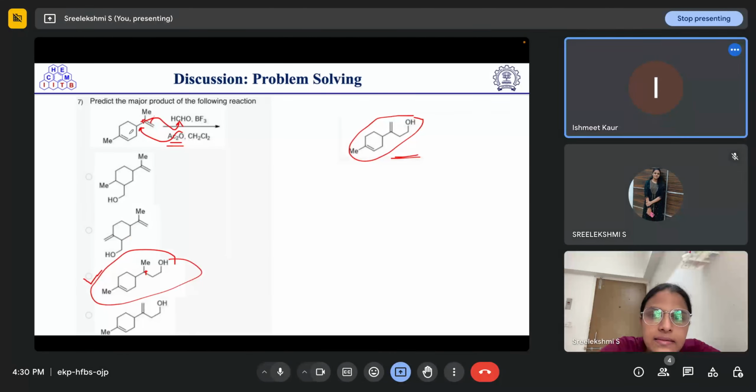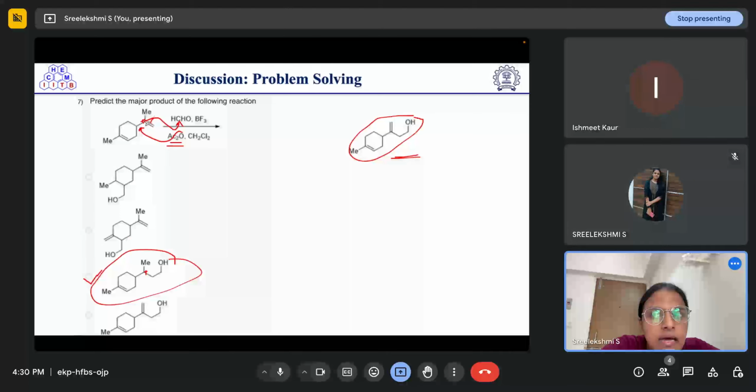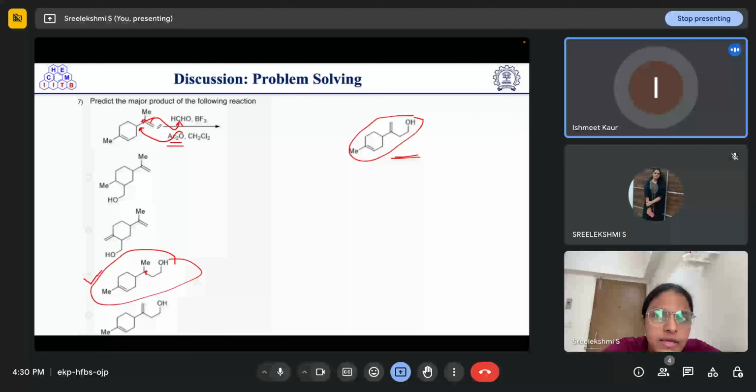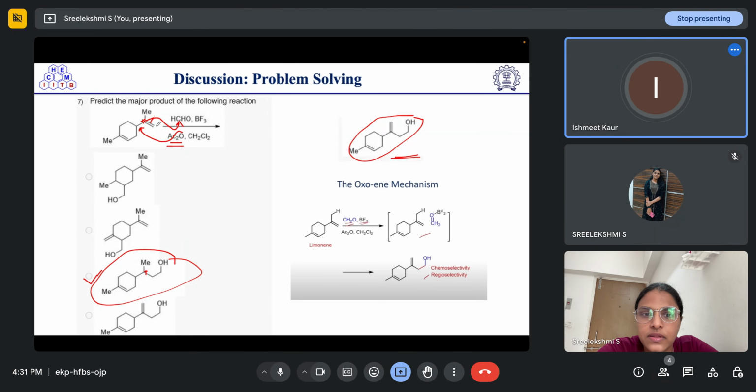And why is this double bond not reacting? Why is this one more reactive? One reason we can say is that it's free, because it's not inside any ring. Another reason is that this is a less substituted double bond, and this is a more substituted double bond. More substituted double bonds are more stable, so it will be less reactive. Moving to the next question.